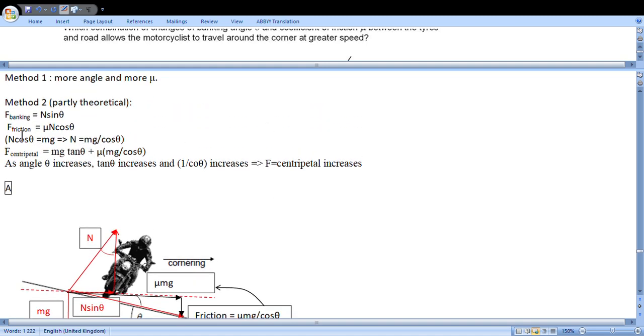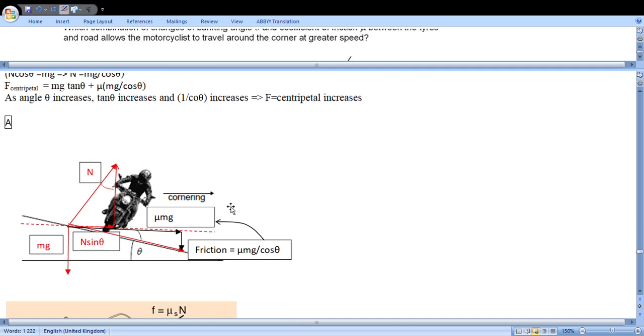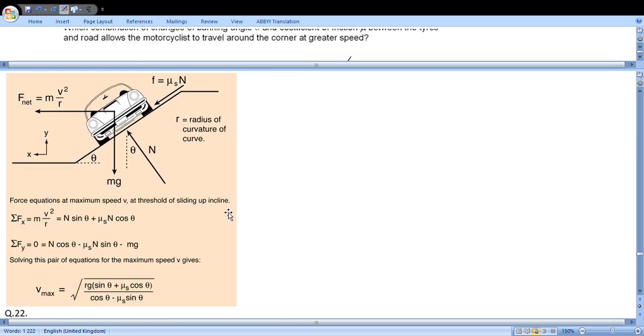Here is what I found. So mg equals N cosine theta, it means N equals mg over cosine theta. And a more strict consideration is given here, so you can look through. So we have different forces, horizontal, vertical components, and after balancing we have this function. If we divide by cosine, we get tangent theta here, tangent theta here. Increasing angle will increase the numerator, decrease the denominator, so perfect.